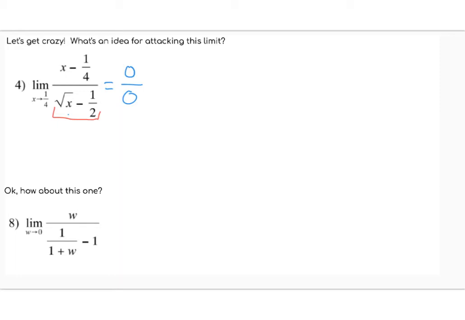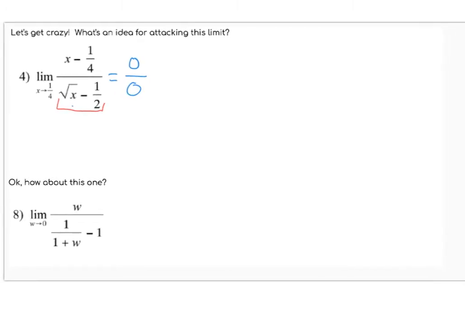The way that we're going to attack this problem is that we are going to multiply the top and the bottom by the conjugate of this weird radical expression. So a conjugate is going to be square root of x plus a half. And on top, I'm going to do the same thing, because if we don't, then we're not keeping this the same value. So we're still doing this limit, but now we're going to manipulate some stuff first.